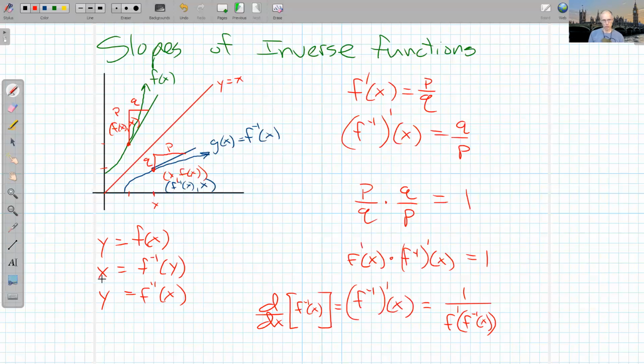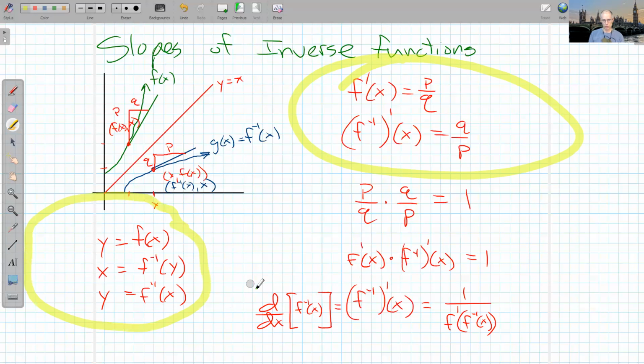And so this is the formula for the derivative of an inverse function because of this relationship in the slopes up there and the way we solve for inverse functions. So the derivative of an inverse function is 1 divided by the derivative of the function evaluated at the inverse function. So let's test that out.